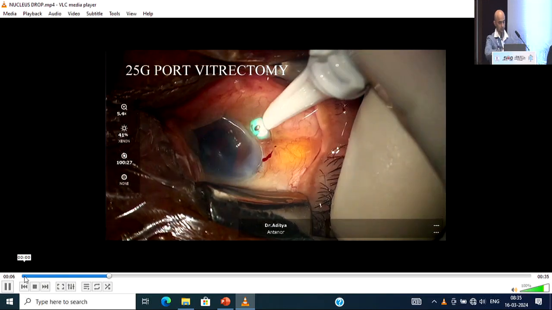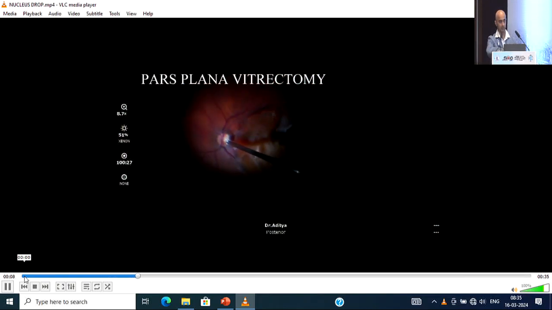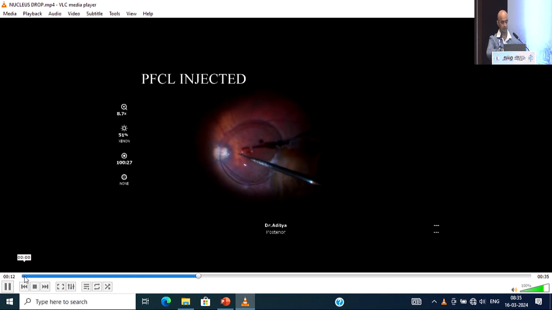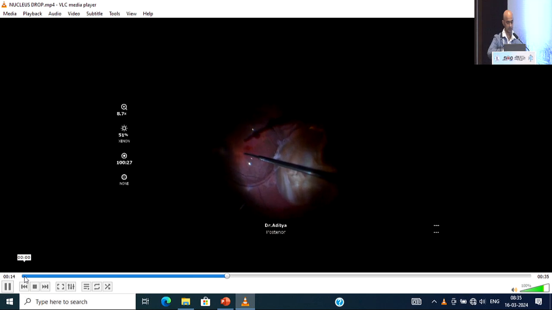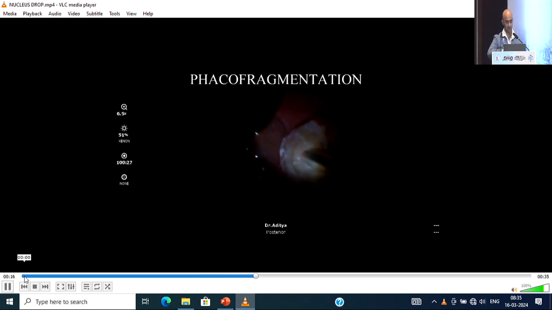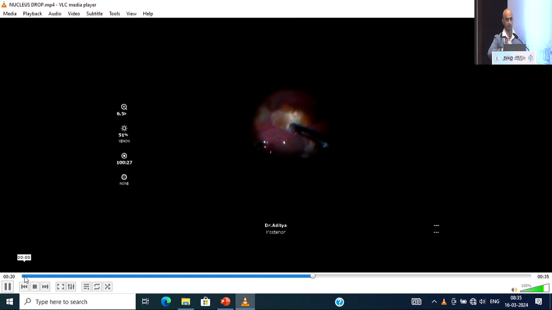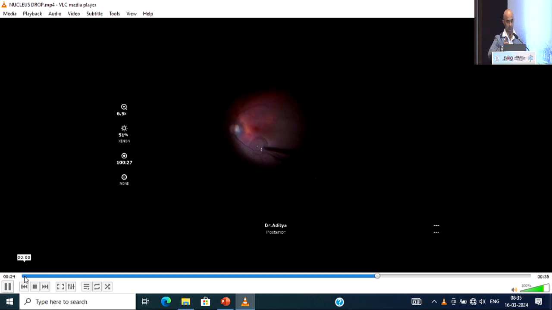So as soon as the nucleus drops in our settings, we don't refer the patient for a second surgery, but we try to do the surgery in the same sitting itself. So this is a hard brown nucleus which is now in the vitreous cavity. I do not use a phaco-fragmatome, but I use the cut sleeve to remove the fragment from the posterior pole.